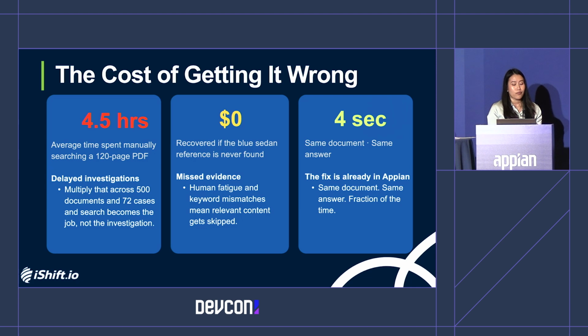I do want to highlight that this isn't just about time. If Jay never finds that reference, then the suspect walks free, the agency never gets back their money, the case closes, and that's just because someone couldn't find it in that file. Appian's Smart Search is able to find it in just 4 seconds, same documents, just 4 seconds.